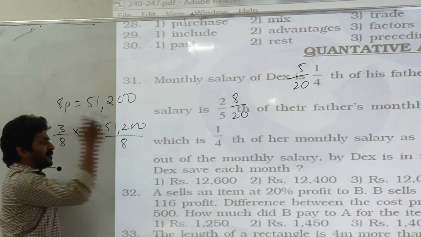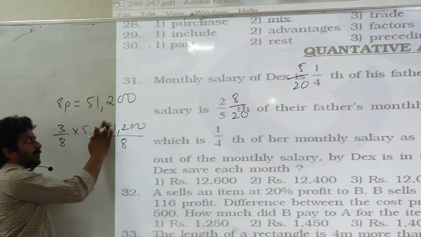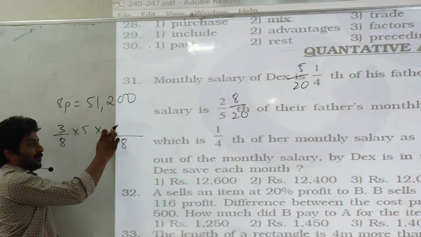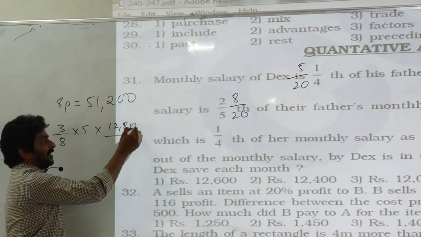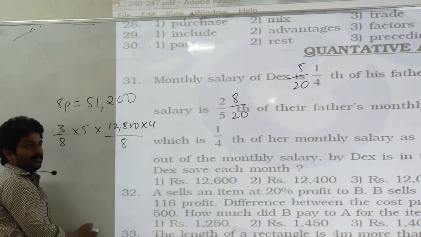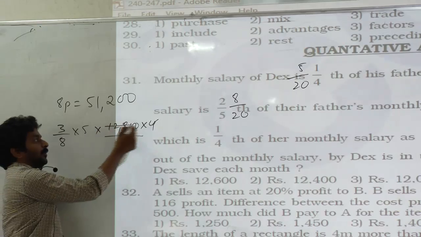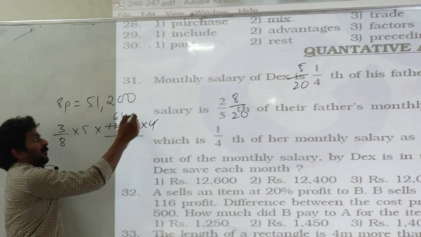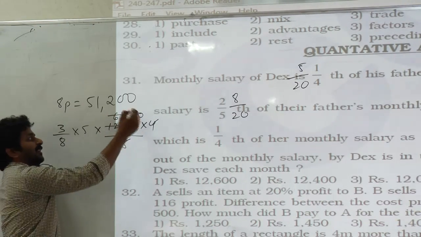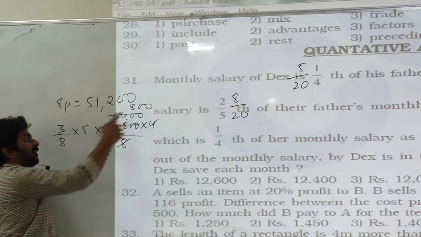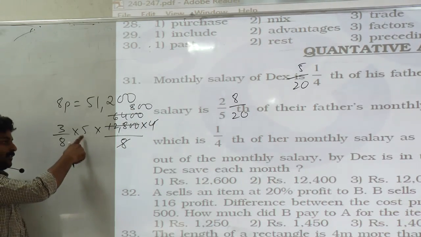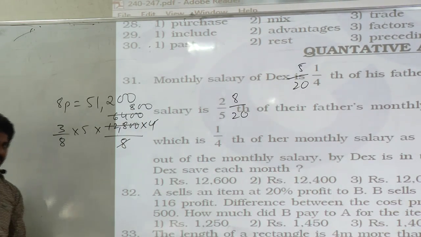How did you get 51,200 here? Tell me. How did you get 51,200? 12,800 into 4. 4 how many times? 2 times. 2, 6,400 times. 8 how many times? 800 times. 800 5 times, 4,000. 4,000 3 times, 12,000. 12,000 is your answer.